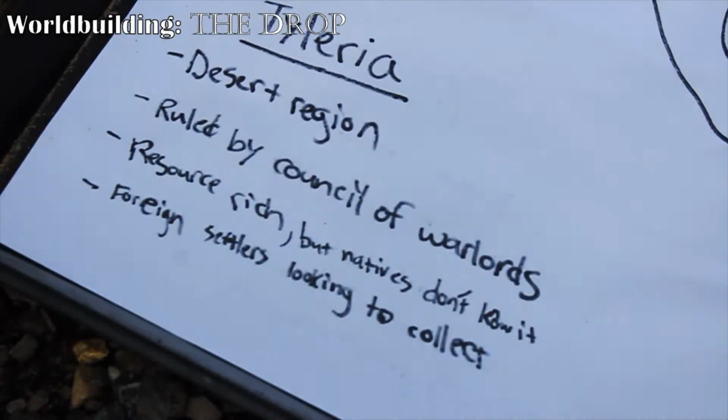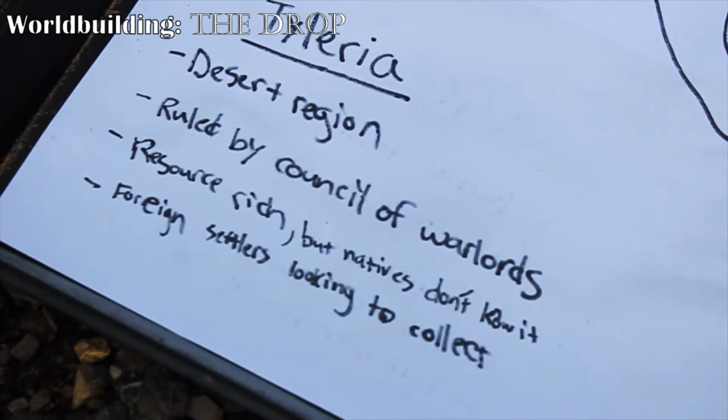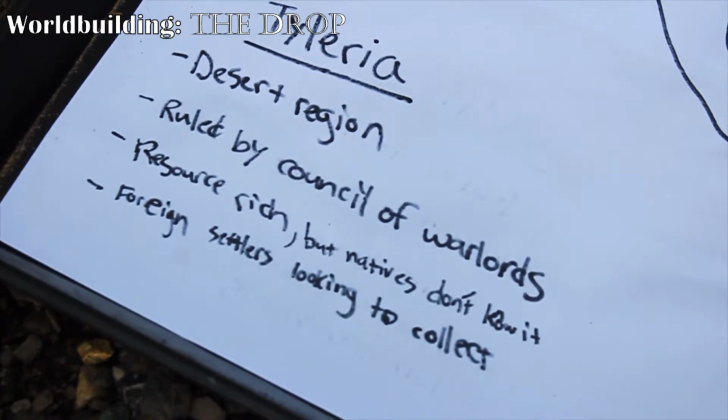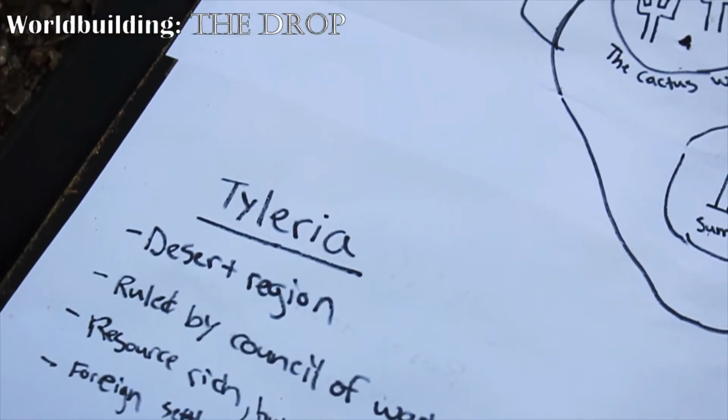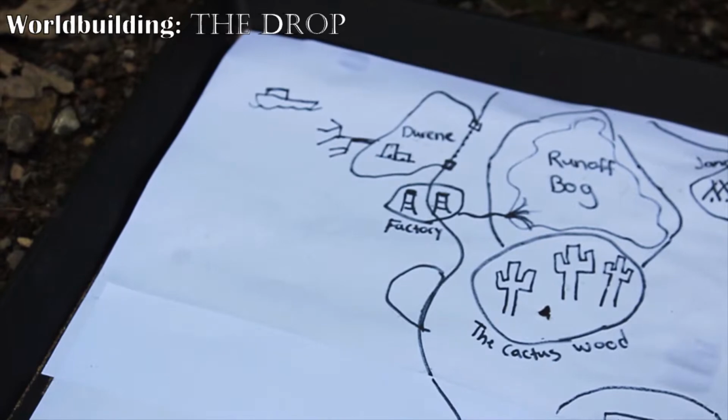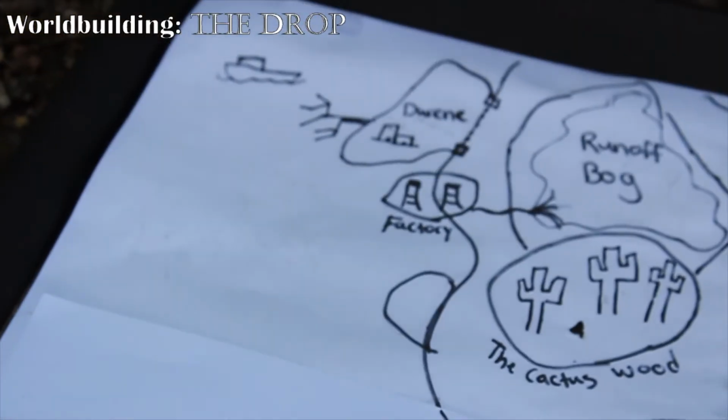I came up with this place called Teleria, the Telerian Wastes. It's a desert island, basically. Been invaded on the western side here by a foreign kingdom called Dureen. They've set up a factory. It's creating all kinds of runoff next to the cactus wood.